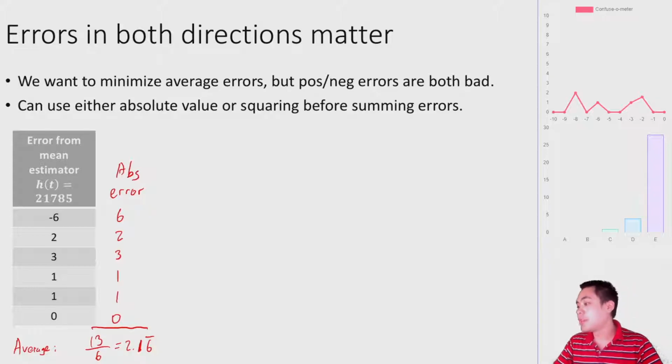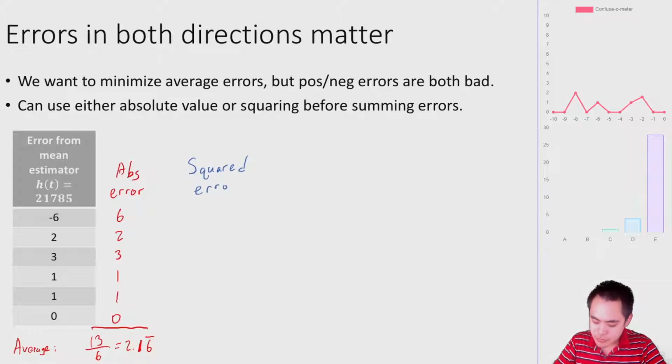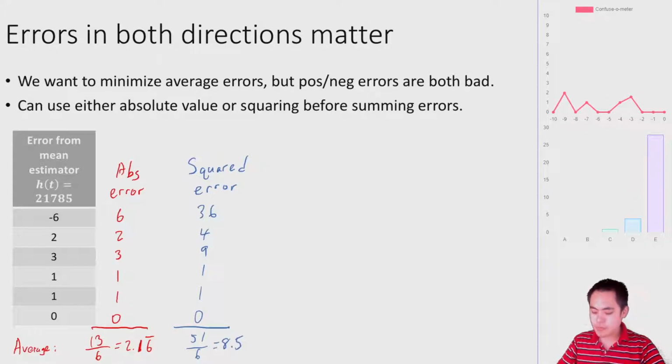And another thing you can do is you might take the square of it instead. So this is another standard procedure. So this is the squared error. And for the squared error, you're going to get 36, 49, 1, 1, 0. And so this value is going to be 51 divided by 6, which is equal to 8.5. Okay, so those are ways that you can combine together all these errors.